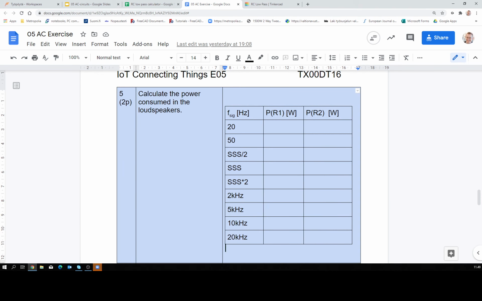Okay, but anyways, calculate the power. What power? AC power, meaning RMS power. That's the power consumed in the loudspeakers. Translate that value from peak to peak, to amplitude, to RMS. Then you can actually calculate what is the power consumed in the loudspeaker.